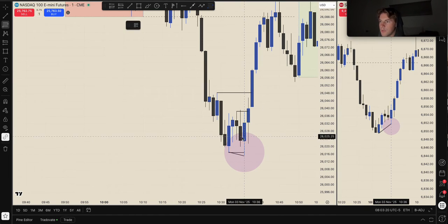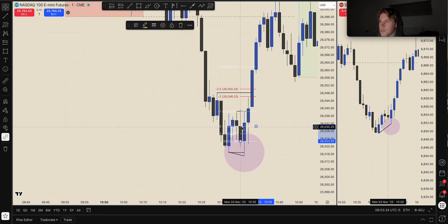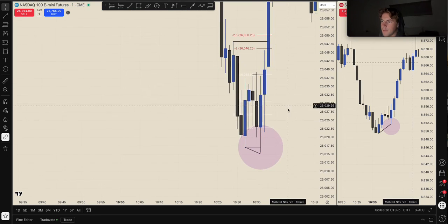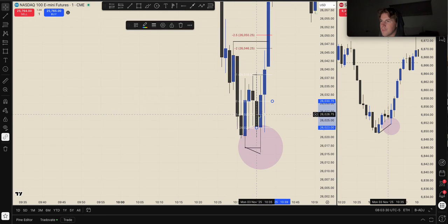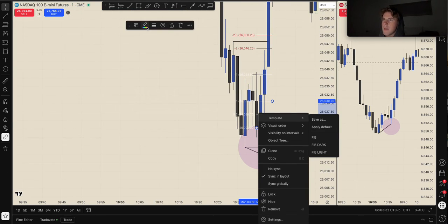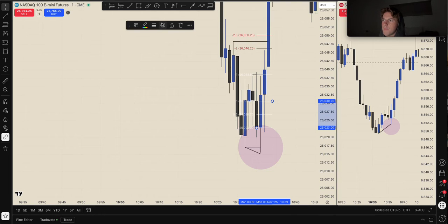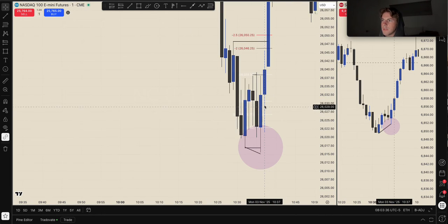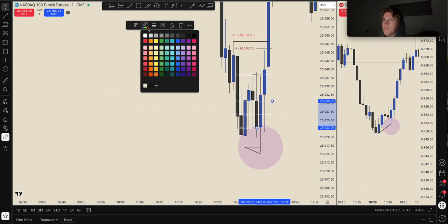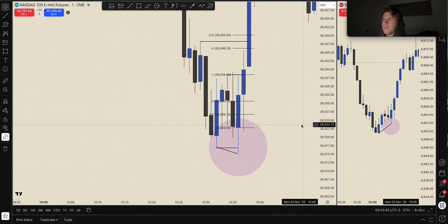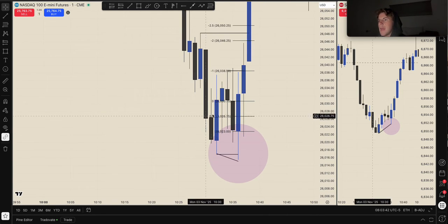You take your fib tool, you draw it out from the bottom to the top of the first candle in the two, and you've got your 50%. Okay, this is really hard to see. Let me improve that actually. You still can't really see it, but the 50%.